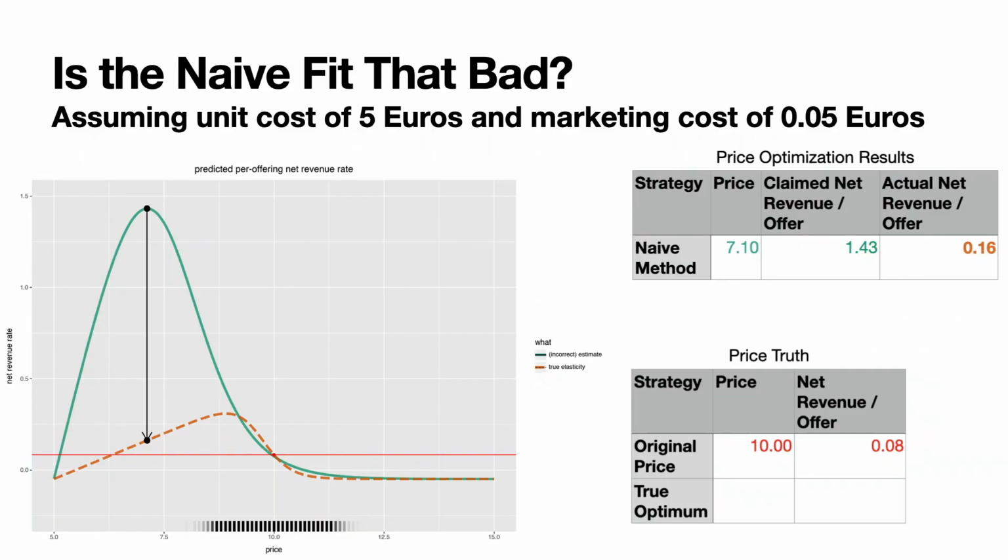And in fact, when we overlay the actual generative curve, the real price to net revenue curve, we get that the world would only generate 16 cents per offer at a price of 7.10. The real optimum is at a price of 8.90, where it would generate a net revenue of 31 cents per offer, or almost twice what the so-called optimized solution did.